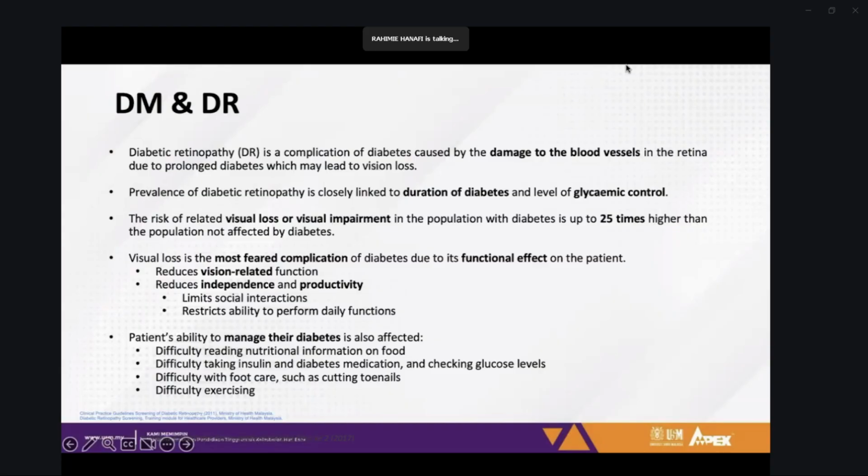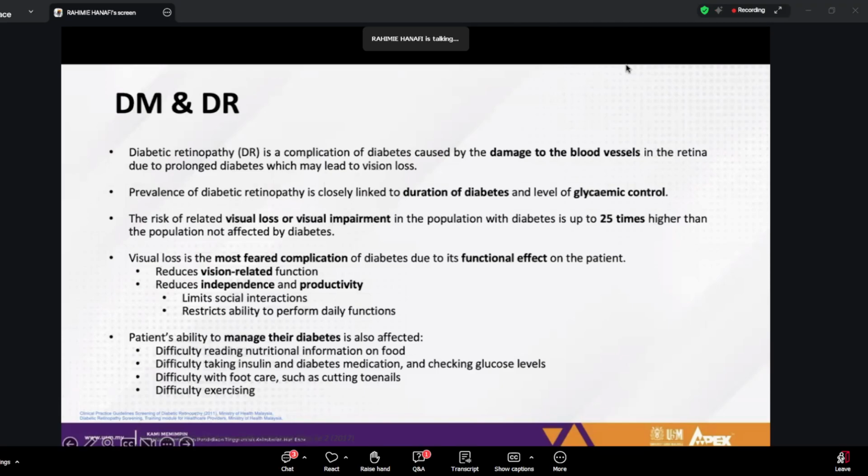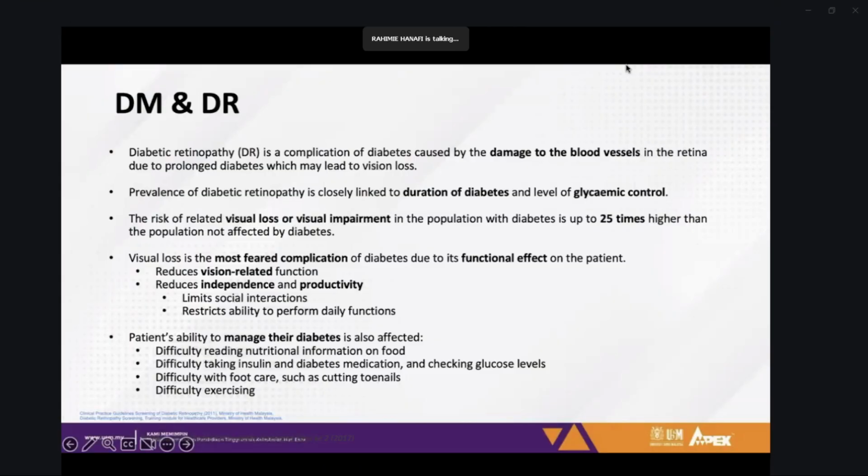Prevalence of diabetic retinopathy is closely linked to the patient's duration of diabetes and their level of glycemic control. And the risk of visual loss or visual impairment in a patient with diabetes is up to 25 times higher than in patients who do not have diabetes. Visual loss is the most feared complication of diabetes because patients will lose their functional quality of life and function. And this leads to reduced independence and productivity.